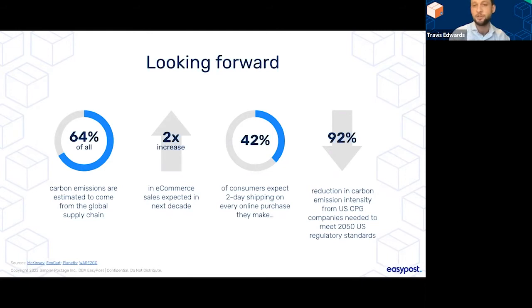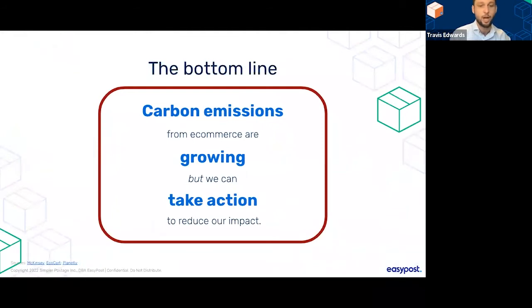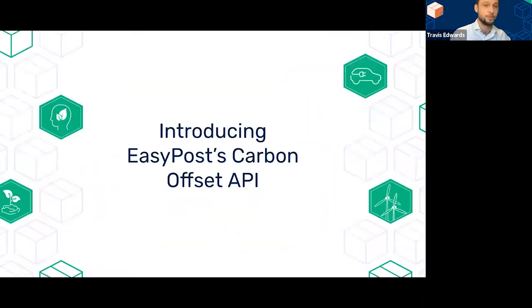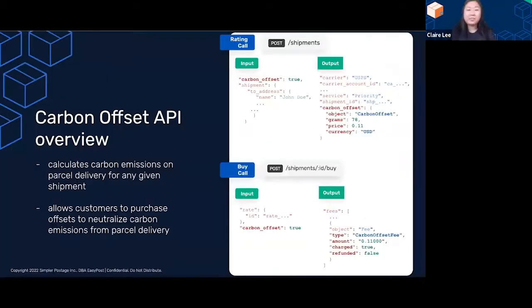And we know 2050 is very distant, but it's important for us to acknowledge that change is coming, and we should start thinking about what we can do to adapt to this major change. And so the bottom line is this: carbon emissions from the e-commerce sector are growing, but we can take action to reduce our impact. And so that segues very nicely into our next section, where Claire will discuss our new carbon offset API. Thanks, Travis.